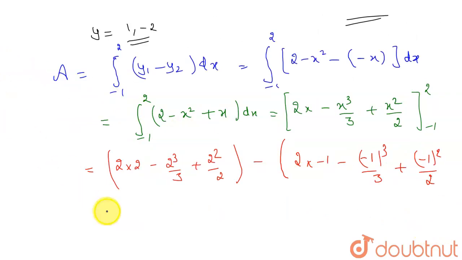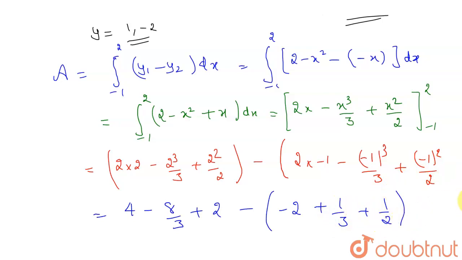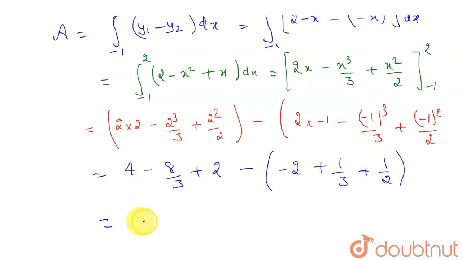So 2 into 2 is 4, minus 2 cube is 8, so 8 by 3, plus 2 square is 4, 4 divided by 2 is 2. Minus, this will give me minus 2. Minus, and the minus will become plus, so this is plus 1 by 3 and again plus 1 by 2. So this will be equal to 4 plus 2, 6, so 6 minus 8 by 3. Wait a minute, the minus will become plus, so it gives plus 2, minus 1 by 3 and minus 1 by 2.